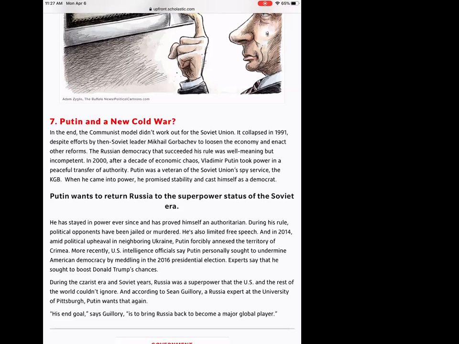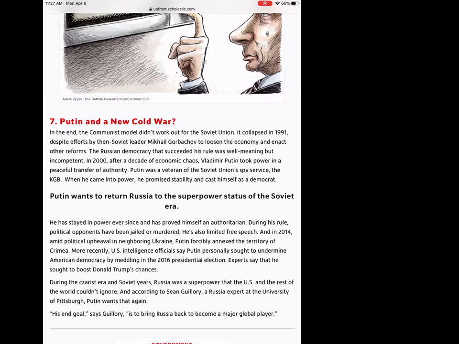Putin was a veteran of the Soviet Union's spy service, the KGB. When he came to power, he promised stability and cast himself as a Democrat. He has stayed in power ever since and has proved himself an authoritarian. During his rule, political opponents have been jailed or murdered. He has also limited free speech. And in 2014, amid political upheaval in neighboring Ukraine, Putin forcibly annexed the territory of Crimea. That was during the Olympics.